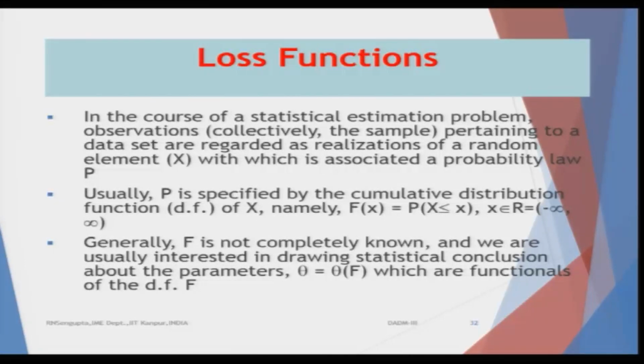So, as I was reading the first point, you collect a sample pertaining to a data set, and they would be regarded as the realization of the random variable x, which will have a probability law or a probability distribution, a PDF or a PMF, as the case may be. PDF would be the case when you have a continuous distribution, PMF would be the case when you have a discrete distribution.